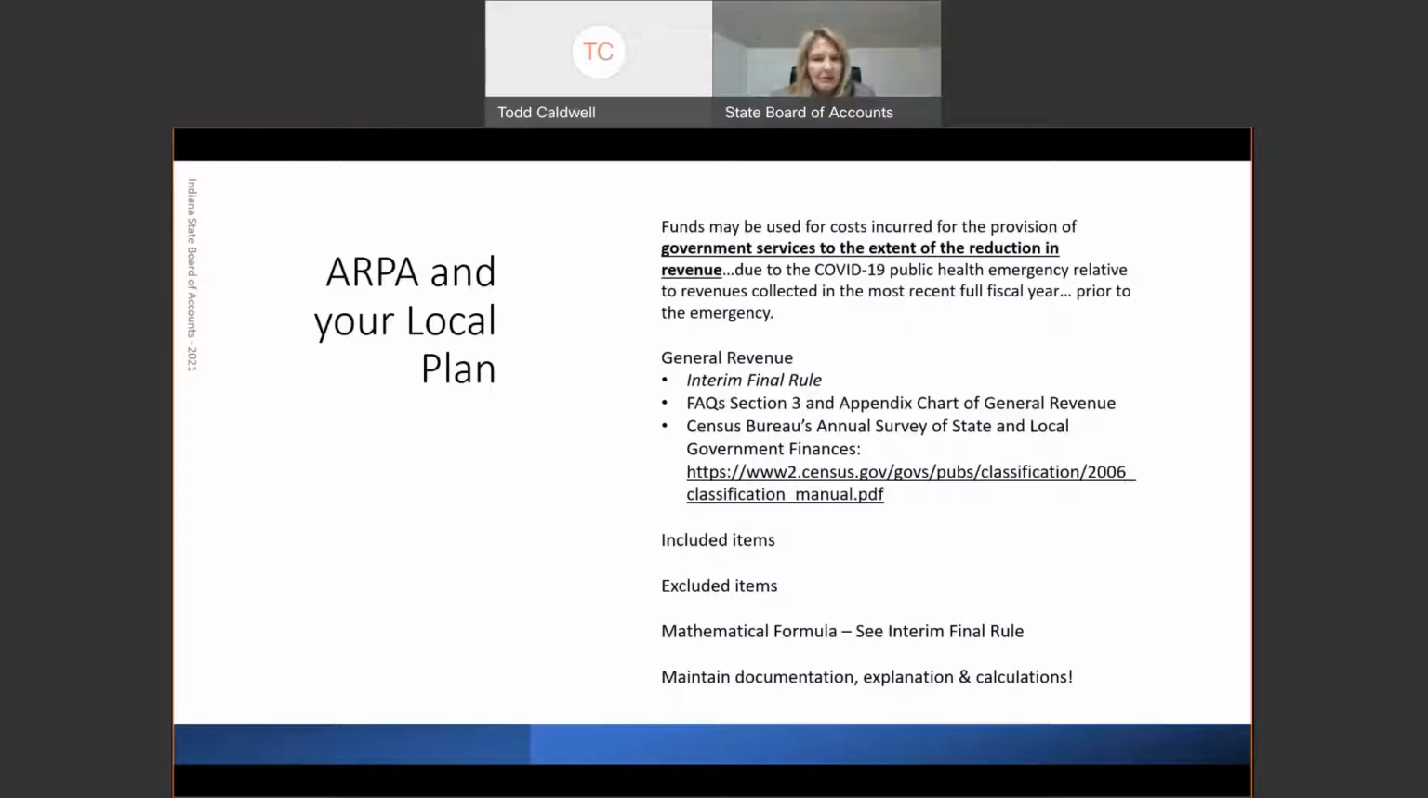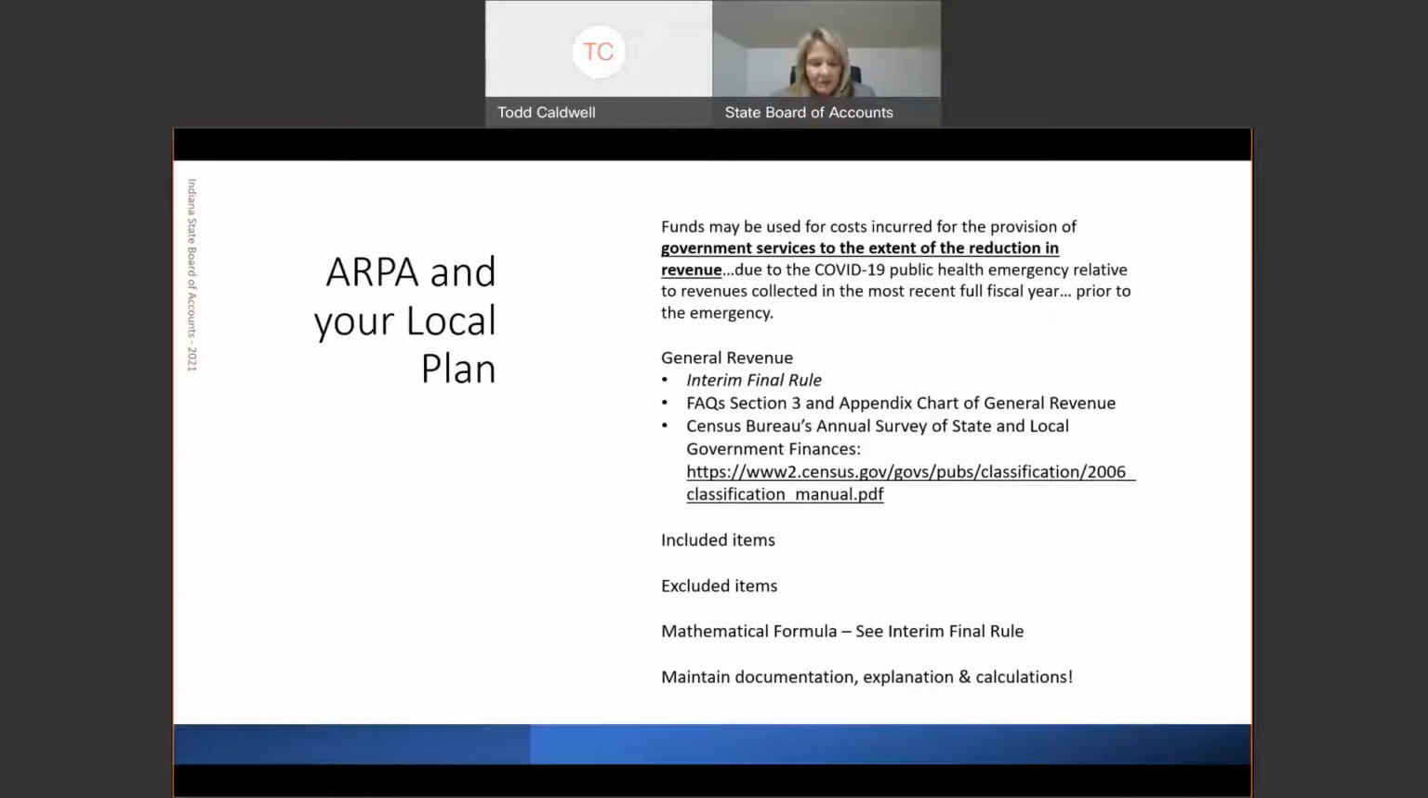Now, there are a couple of things that you're going to want to consider here as well. First of all, you have to find out how much you can spend in this category because the amount is limited to the revenue reduction. And that's what this slide is covering.